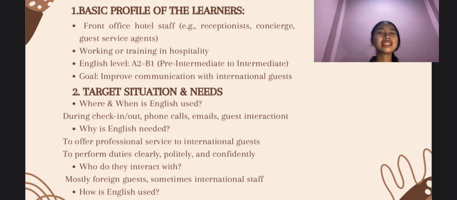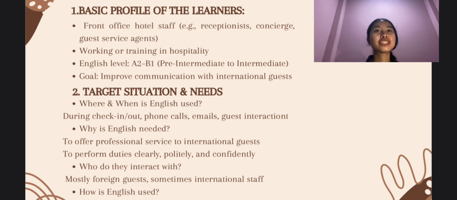The level of English is between A2 and B1, or pre-intermediate to intermediate. Their goal is to improve their ability to communicate with international guests in a fluent, clear, and professional manner. They want to feel more confident when speaking, listening, or writing in English during daily work tasks.